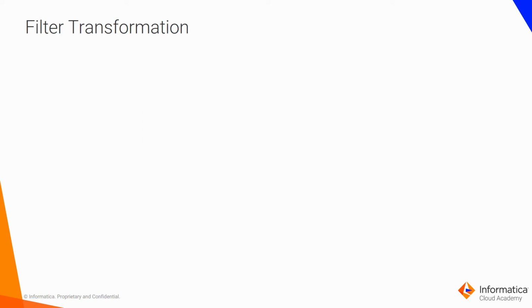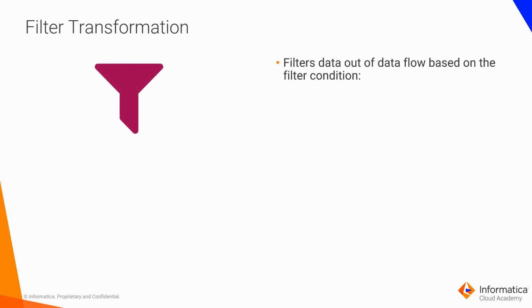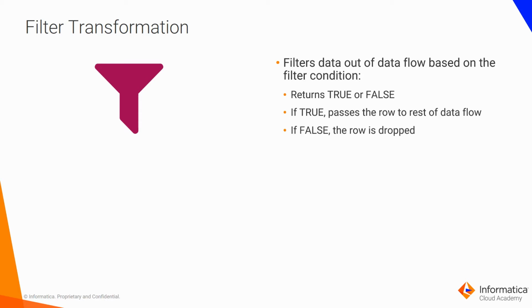The filter transformation filters data out of the data flow based on a filter condition that you define. For each row of data, the filter condition returns either a true or false. If the return value is true, it passes the row of data on to the next step in the mapping. If the return value is false, the row will be dropped. It won't be passed on. When configuring a filter, you can include multiple conditions. In order for a row to pass through a filter with multiple conditions, all must be true.